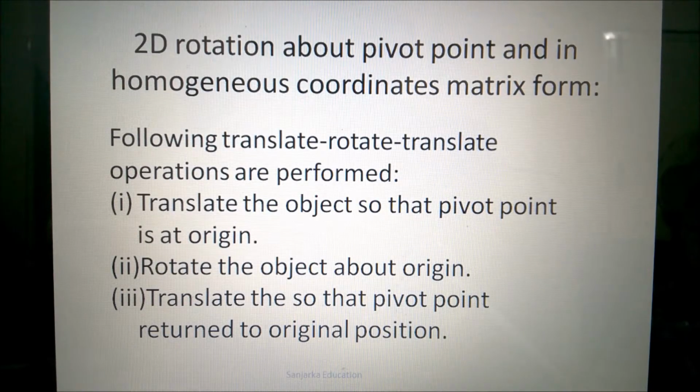Now we'll discuss two-dimensional rotation about a pivot point and how to express it in homogeneous coordinate matrix form. To do so, you have to proceed with some operations, and the steps are shown here. First, translate the object so that the pivot point is at the origin. Then rotate the object. After rotation is over, translate the pivot point back to its original position. That I am showing in the diagram here.